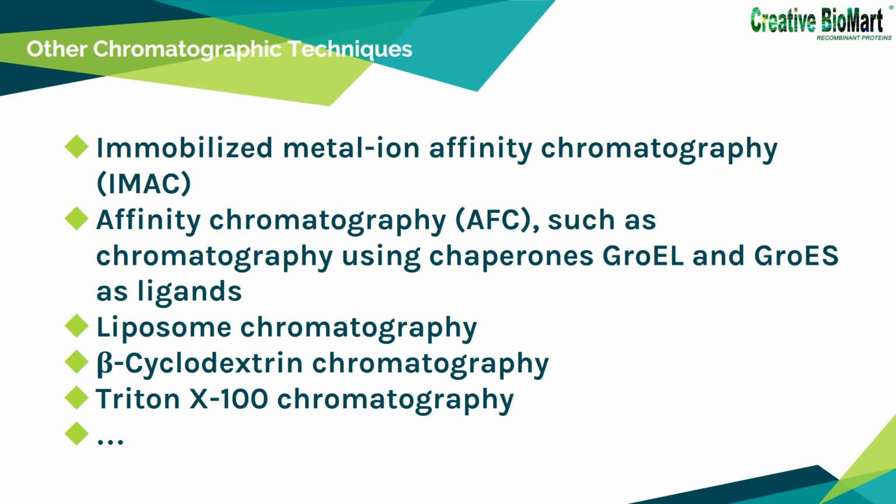Besides the above-mentioned techniques, immobilized metal ion affinity chromatography has opened new prospects for efficient purification and refolding of proteins equipped with engineered polyhistidine tags. Affinity chromatography, using various ligands, can also be used to refold proteins, such as chaperones GroEL and GroES combined to nascent or unfolded polypeptides and their folding intermediates, preventing improper polypeptide chain interactions that lead to aggregation. Other chromatographic methods, such as liposome chromatography, beta-cyclodextrin chromatography and Triton X-100 chromatography, could also be used for IBs refolding.